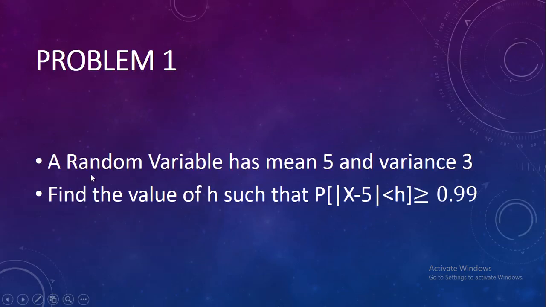Problem number 1. A random variable has mean 5 and variance 3. Find the value of h such that probability of modulus x minus 5 is less than h is greater than or equal to 0.99. So we are given the mean and the variance of a random variable, and we have to find the value of this small h such that probability of modulus x minus 5 less than h is greater than or equal to 0.99.